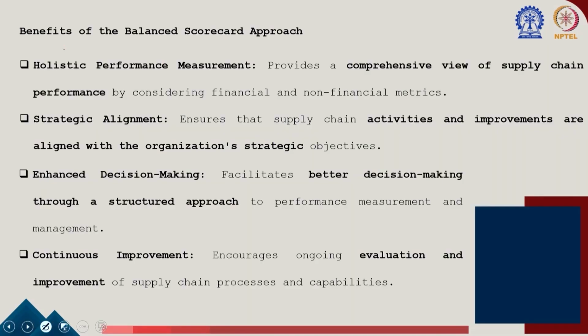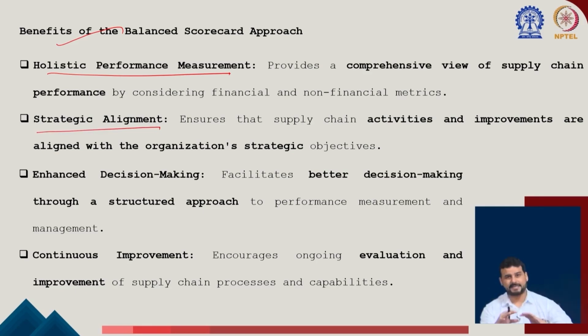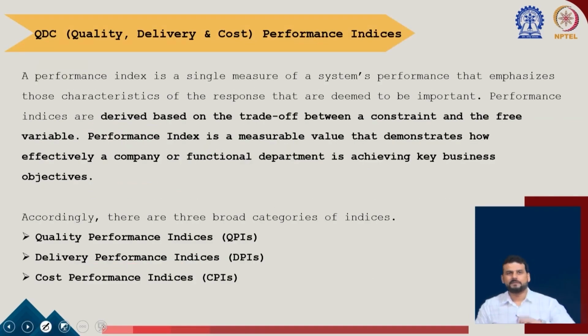So quickly, benefits of using balanced scorecard. Holistic approach, we are including all the functional units, all the stakeholders. Strategic alignment, whatever your strategy is, you are aligning all functional units with your strategy. Enhanced decision making, because more informed decisions based on facts and figures, and continuous improvement, because internal growing and learning and sustainability parameters we are tapping here.